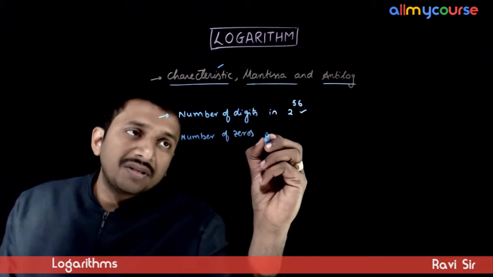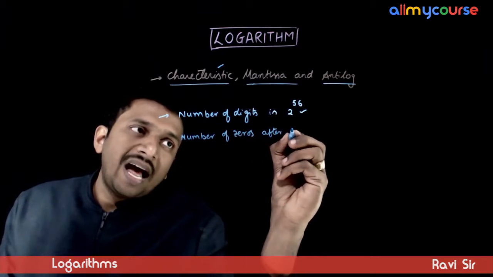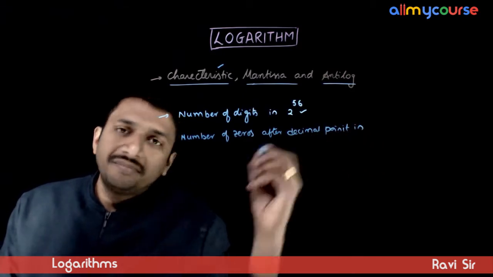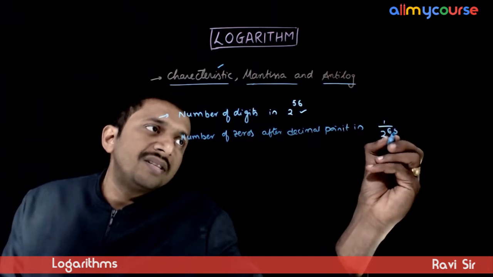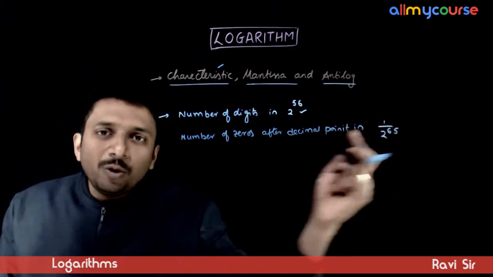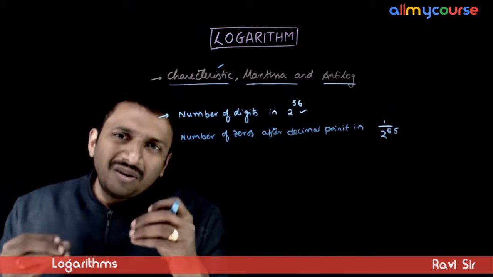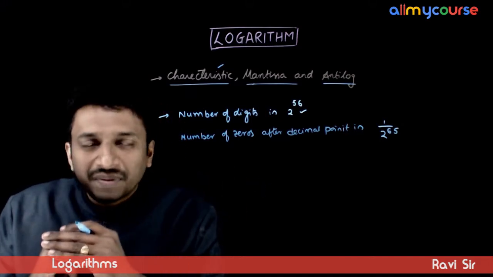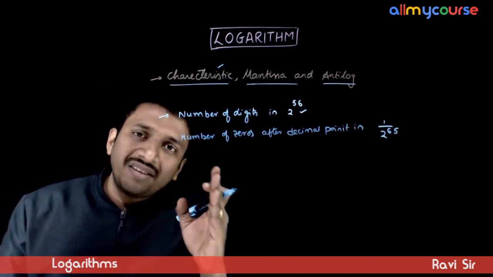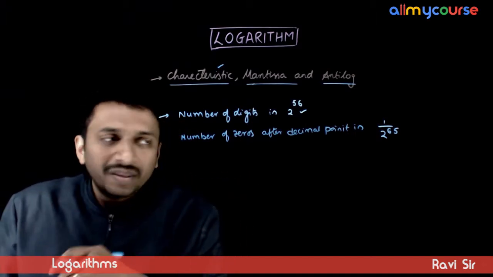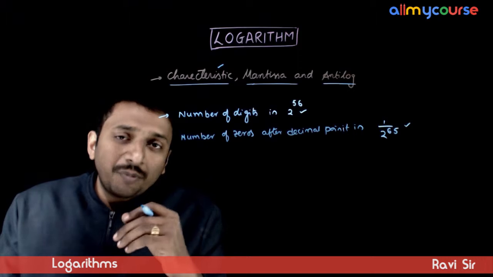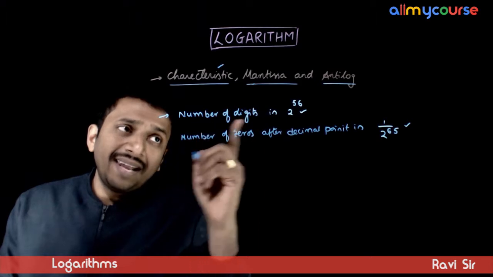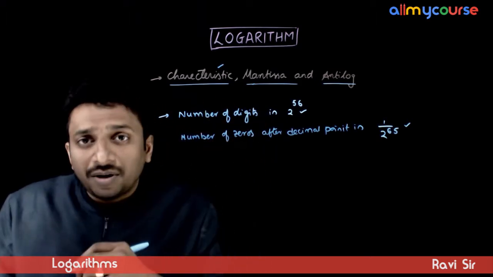And the next question is the number of zeros after the decimal point in 1 by 2 power 65. If you take 1 by 2 power 65, it's a very, very small number, 0.00000, with a lot of zeros, and then finally you have some number. If I ask you how many zeros are there just after the decimal point before the non-zero number starts. So these are two types of problems where the characteristic becomes important. Let us try to analyze how characteristic becomes important in these types of problems.